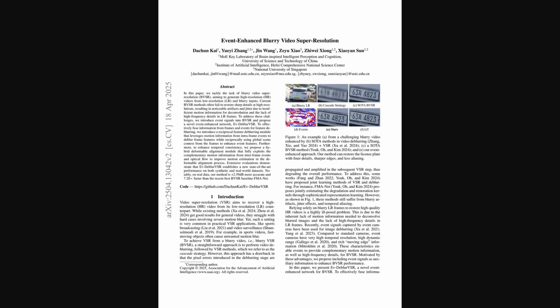So, the main goal here is tackling a tricky problem. How do you take a video that's both low resolution and blurry and turn it into something sharp and high resolution? Current methods often struggle with this, leaving artifacts or jittery motion. This paper introduces a neat idea, using event signals to provide extra information, specifically the motion and high-frequency details that are often lost in blurry footage. They propose a new network, Ev-DeblurVSR, designed to effectively fuse these event signals with the video frames.